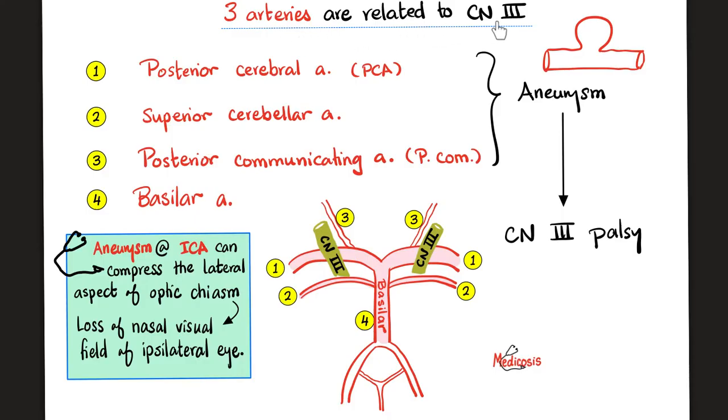What are the three arteries related to the oculomotor nerve? Look, here's the oculomotor nerve emerging from the midbrain and going towards your eye. Here is one on the right and one on the left. And then we need to talk about arteries related to cranial nerve number 3, which is the oculomotor.